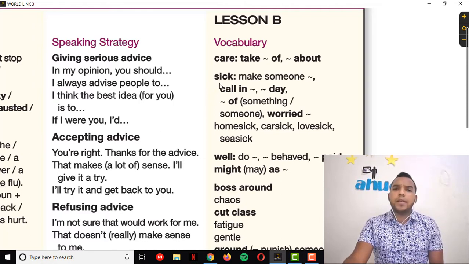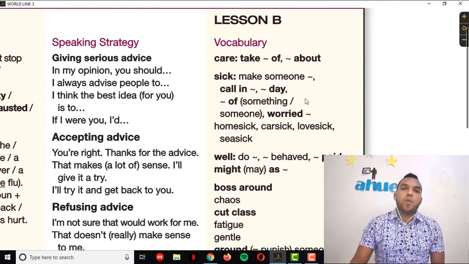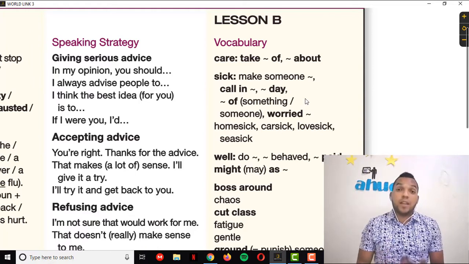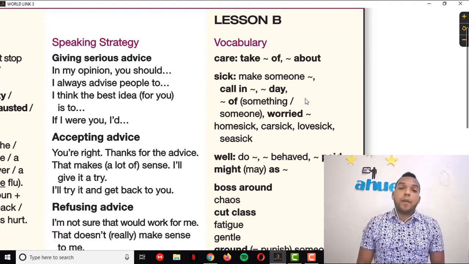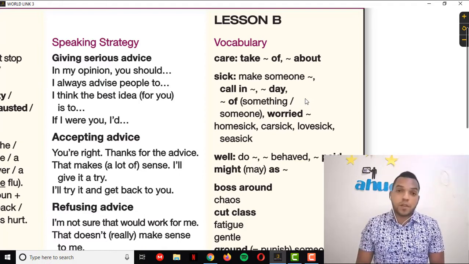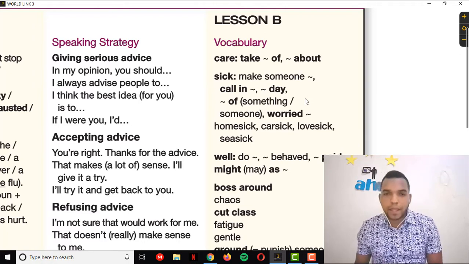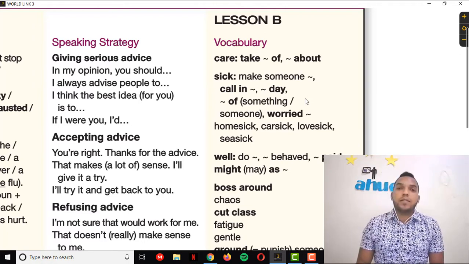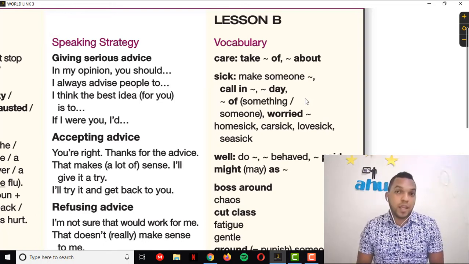The other one is the word sick, which is make someone sick. This is something that happens when you are probably bothering another person and they say, oh my goodness, you are making me sick. So it's like they are getting tired of you. So try not to be the kind of person who makes someone sick.